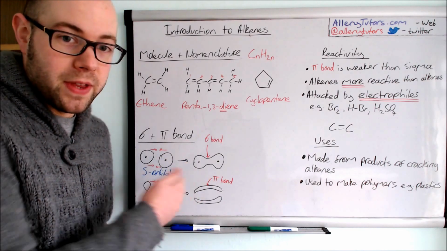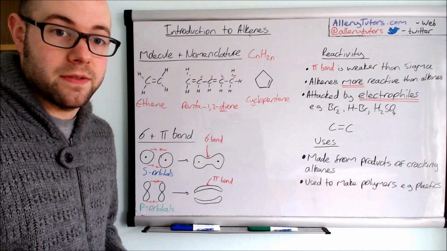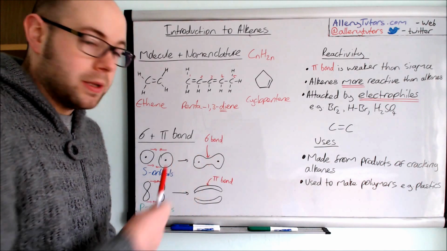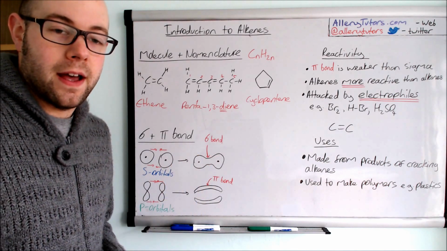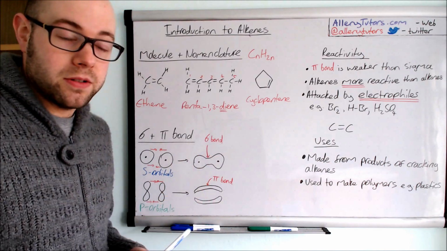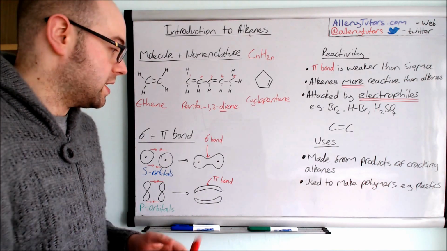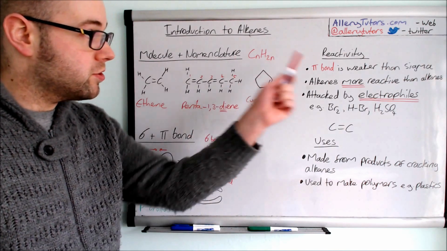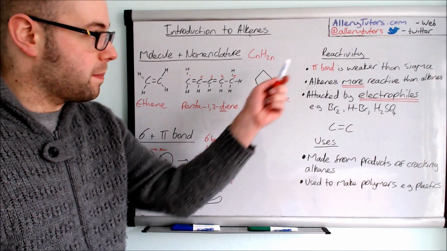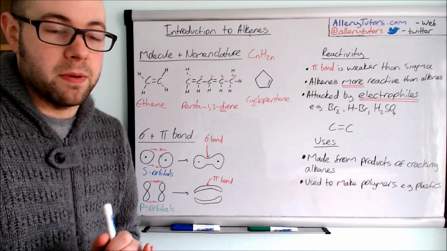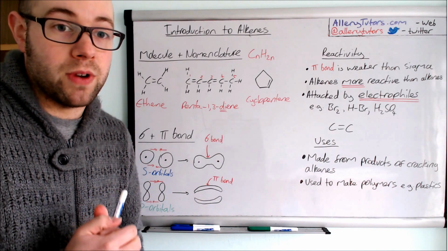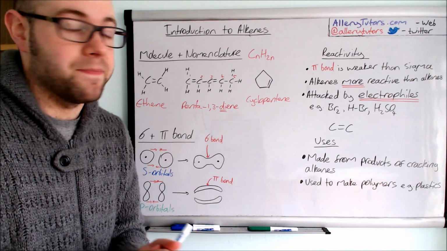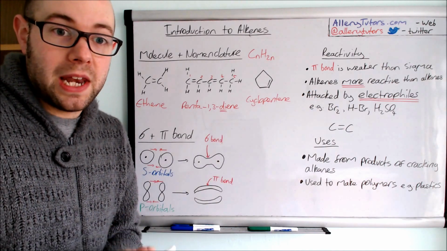So as a result of this, alkenes are quite reactive in comparison to their single bond alkane counterparts, which are a lot more stable because of the real difficulty to break this sigma bond. So just moving on to the reactivity, like I say, the pi bond is weaker than the sigma bond, and alkenes are more reactive than alkanes as a result. They are attacked by things called electrophiles.